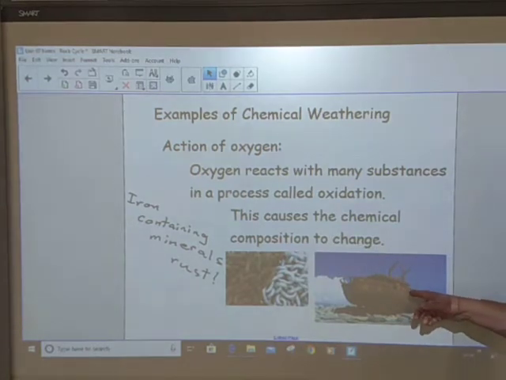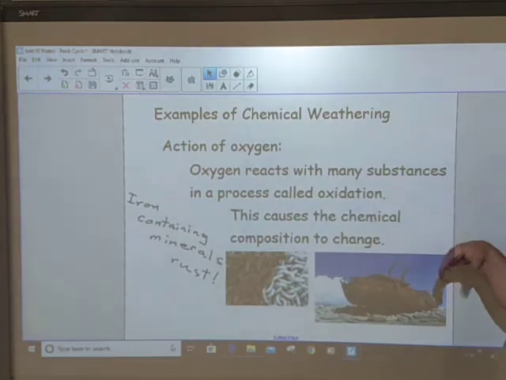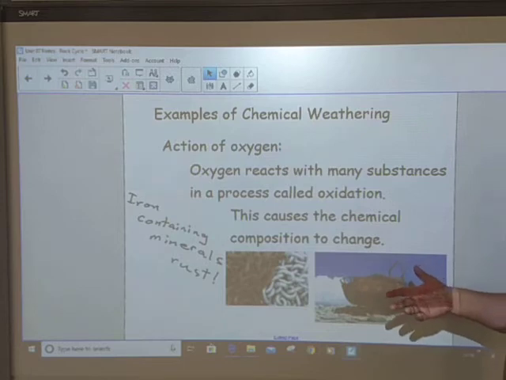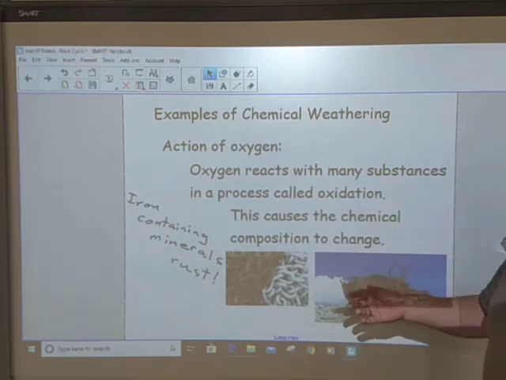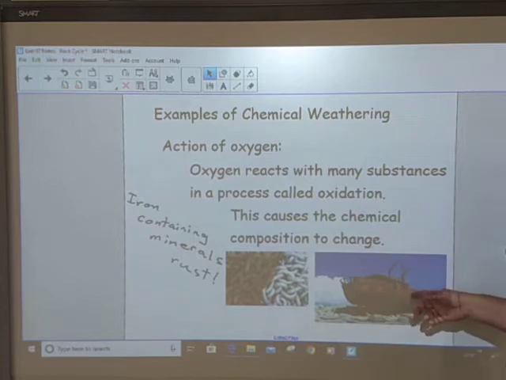Here's what used to be a boat, a ship, and it's been sitting out away from the water for a long, long time. And it's just a pile of rust, and pieces of it are degrading and breaking apart. So oxygen reacts with substances in a process called oxidation, and in some of those cases the substances that are formed are brittle and fall apart. And so this ship, given enough time, is just going to be a pile of rusty minerals.